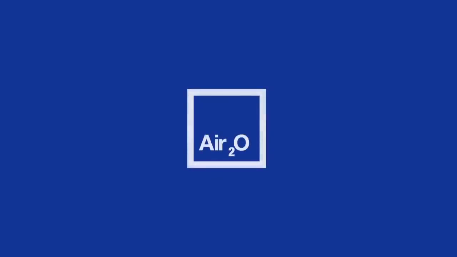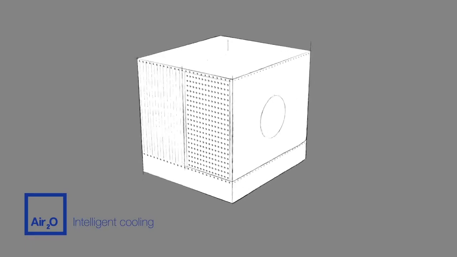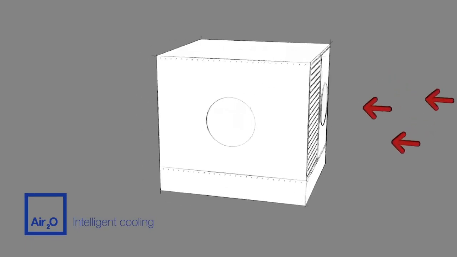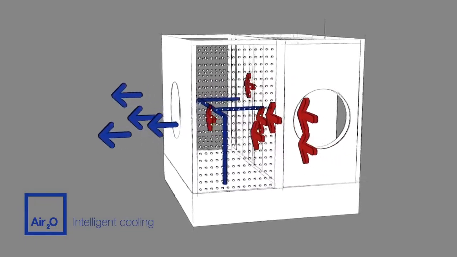Introducing Air2O, the next generation ultra-efficient packaged air conditioning and heat recovery system. At its heart, Air2O uses a two-stage indirect evaporative cooling solution. In the first stage, outdoor air is passed through the evaporative cooling section.